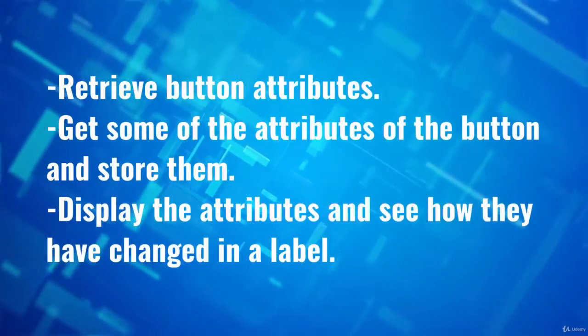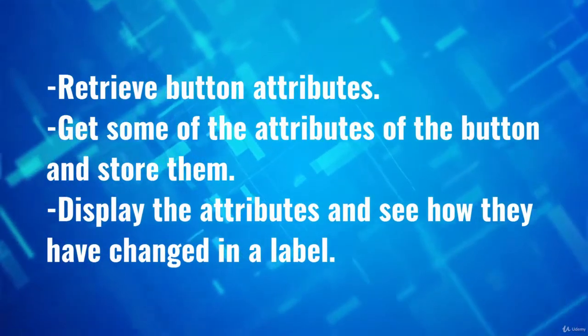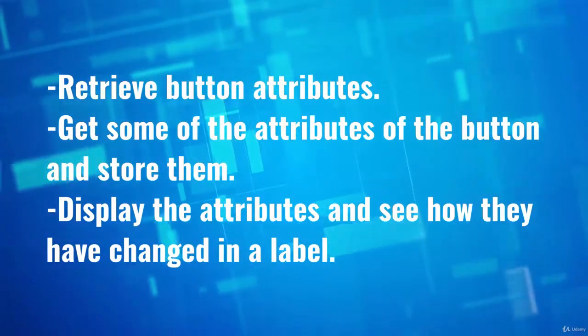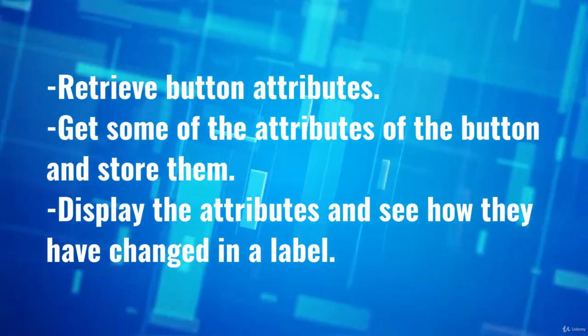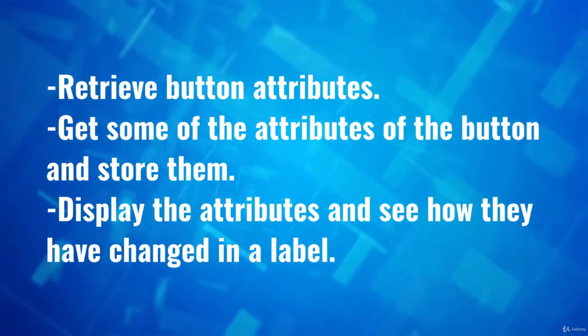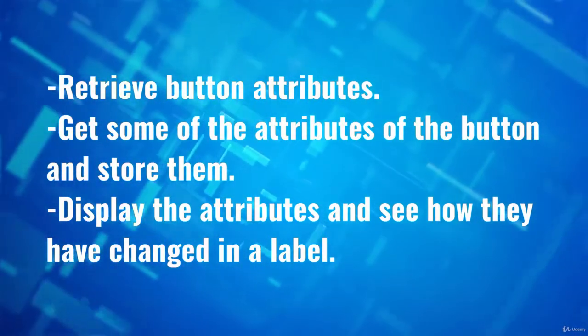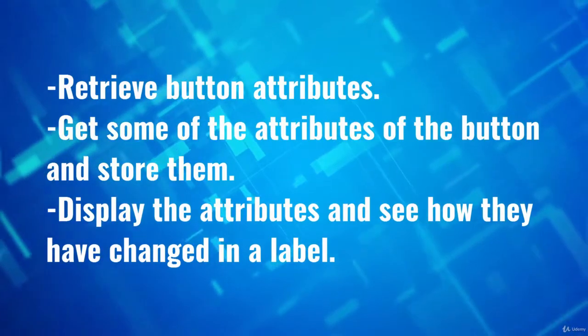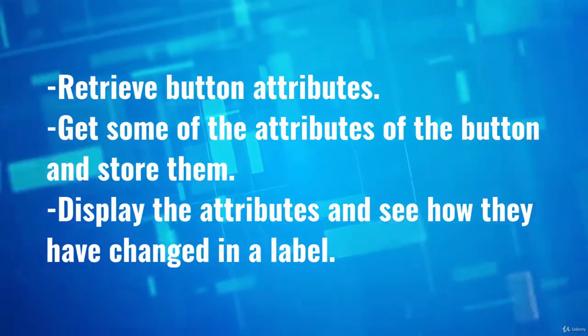In this part of our tutorial, we're just going to retrieve some button attributes. So in the previous part, we set them, so we set the title and the title color, and now we're going to retrieve whatever the current title and the current color is. And so we're going to get some of these attributes and store them in variables.